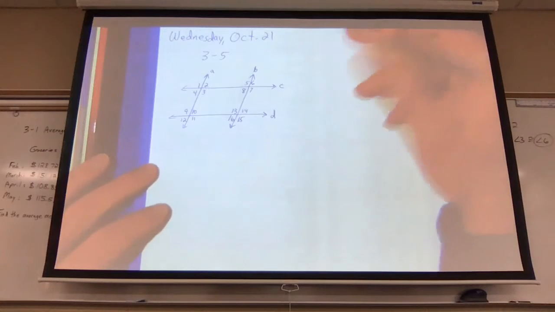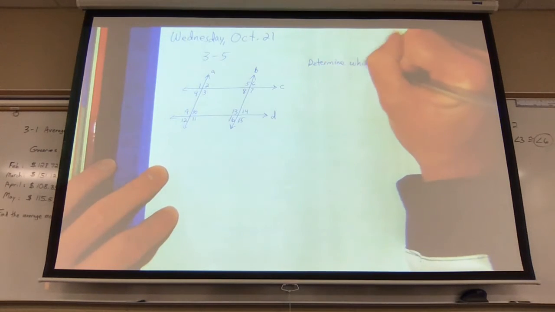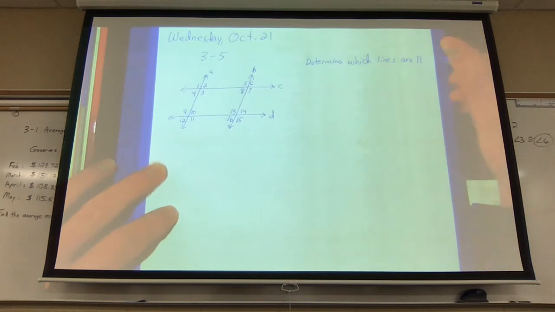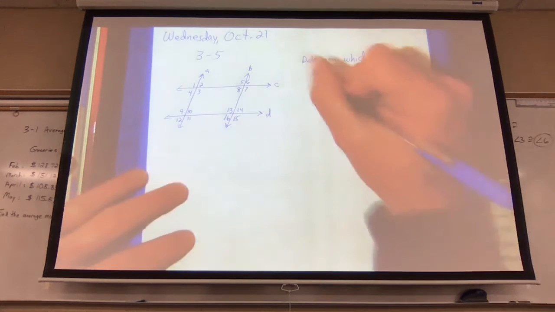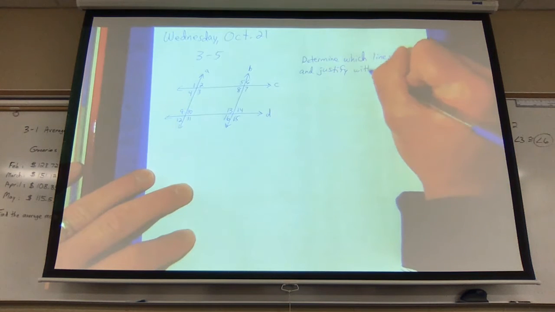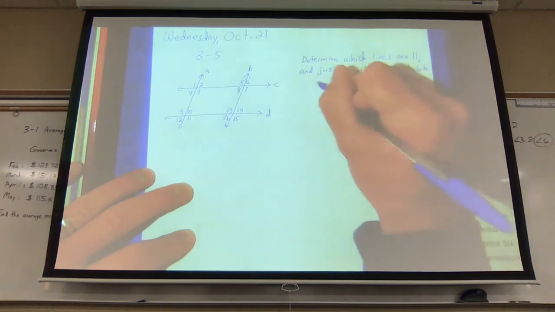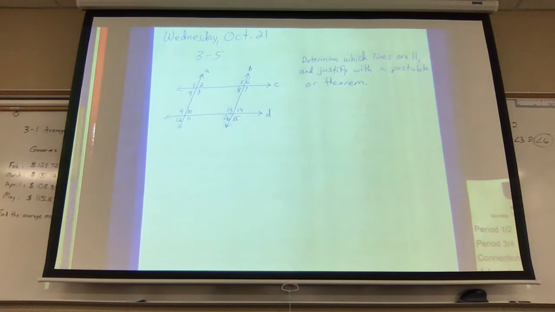And then our directions for this are going to say something along the lines of determine which lines are parallel. I'll use the symbol for parallel. And they're going to also, kind of like what we did yesterday, make us justify our answer with a postulate or theorem. And that's where the thing we filled out in the packet is going to be helpful.